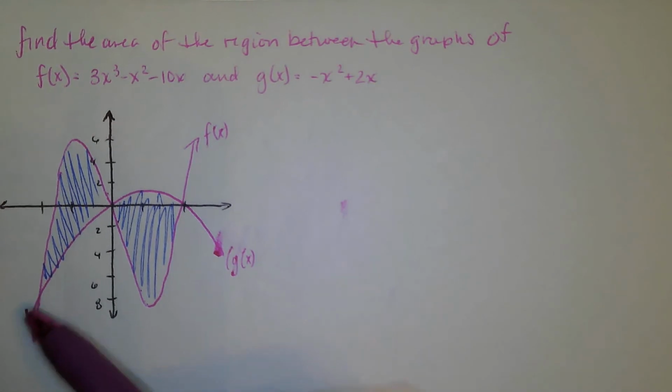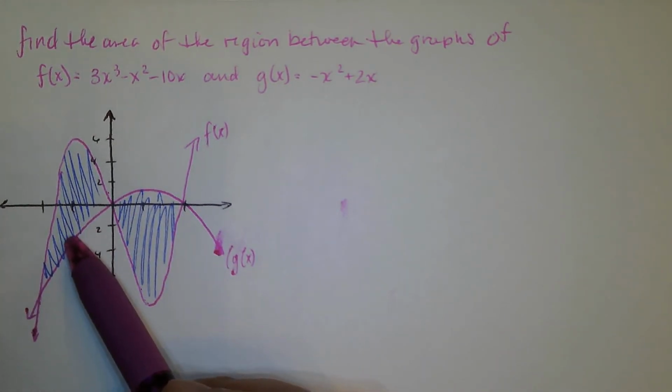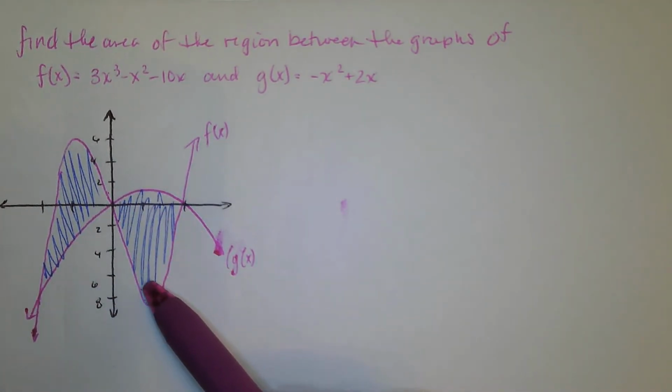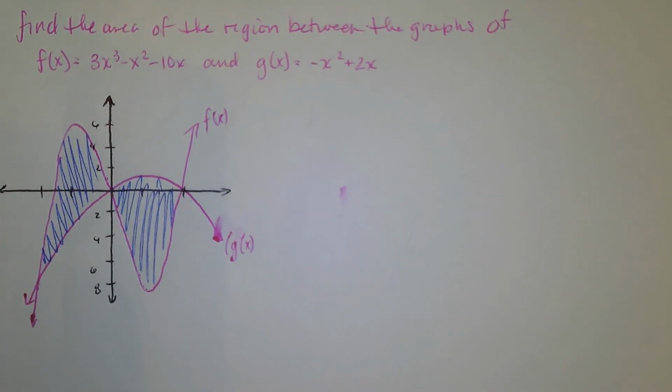The issue is I can't just do the integral from this x value to this x value, because here f of x is above g of x, but in this region g of x is above f of x. So we actually have to do them in 2 separate parts and add them together in the end, because we have to reverse what's happening with them. So anyhow, we have to find the points of intersection just like we did before.